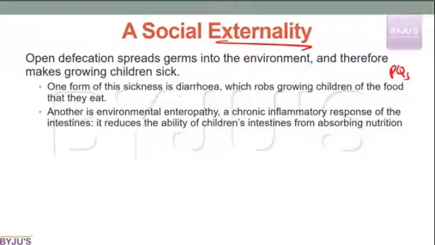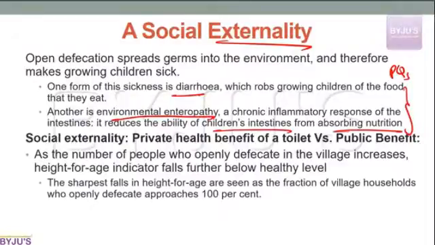Now it causes two kinds of diseases. These are potential prelims questions. It can cause diarrhea, which essentially means that you eat and you don't actually get the nutrients because everything gets lost through diarrhea. Second is environmental enteropathy. Again, the intestines get affected. They are not able to absorb nutrition properly. So in both cases, the food being consumed can't be used. So that becomes a big problem.